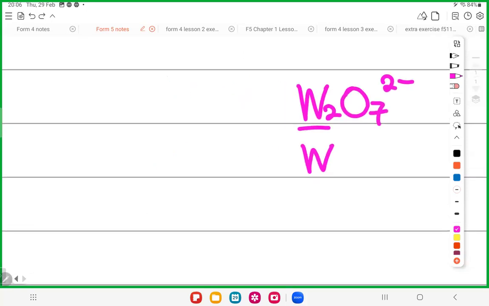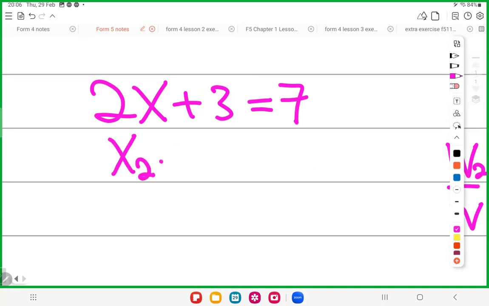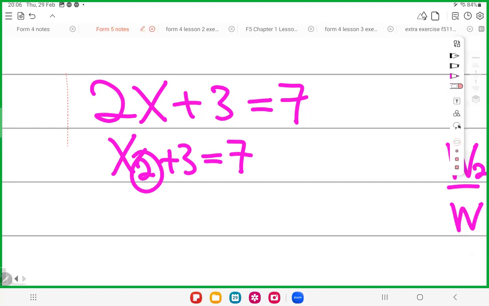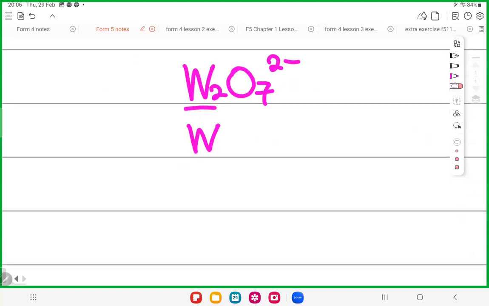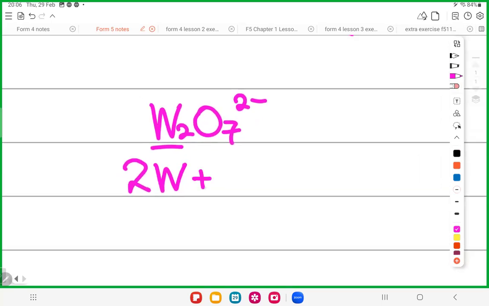Just like when you do mathematics, for example, 2x plus 3 equals 7. You don't write x2 plus 3 equals 7. You don't write 2 at the back when you want to do calculation, isn't it? When you want to do calculation in mathematics, you don't put 2 at the back. So that's why, although the 2 is at the back initially, you have to put it in front. So you have to be careful. Plus.